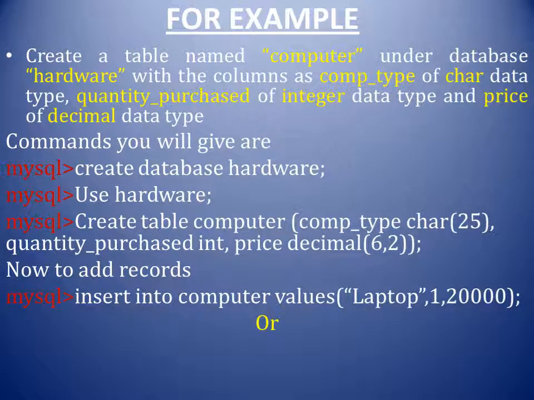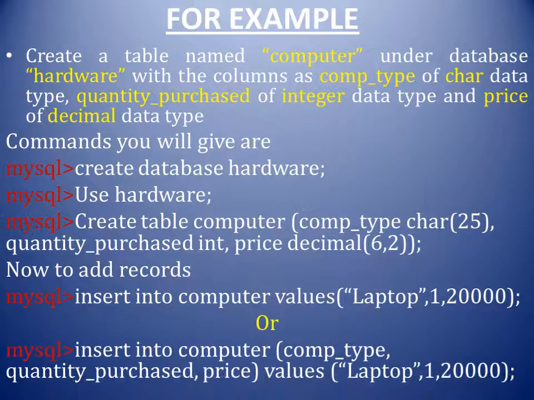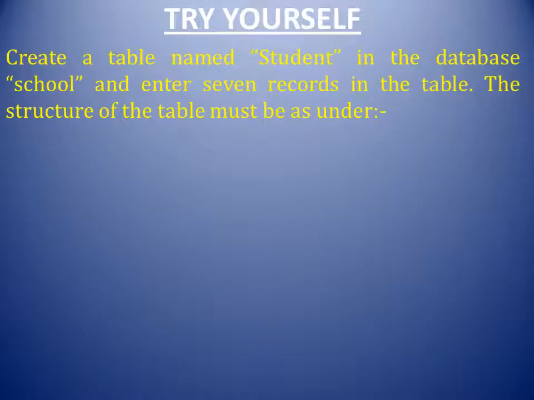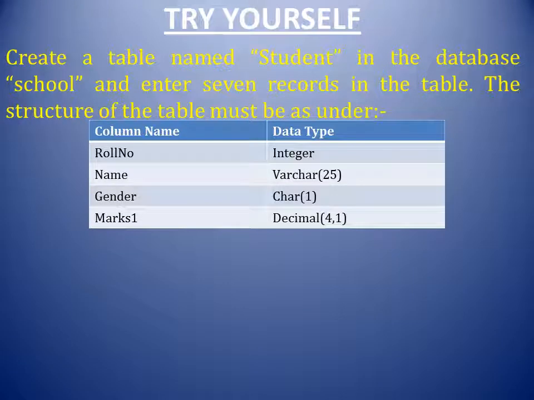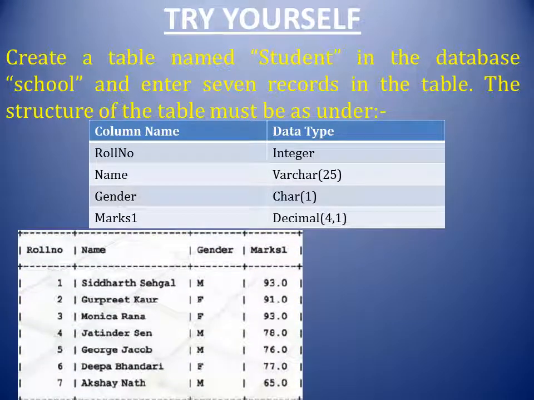Now this is a question for you. Create a table named student under the database school, and you have to enter 7 records. The data structure, or you can say the structure of the table, is as under, and the records you have to enter are also shown on the screen. Do it till my next class.